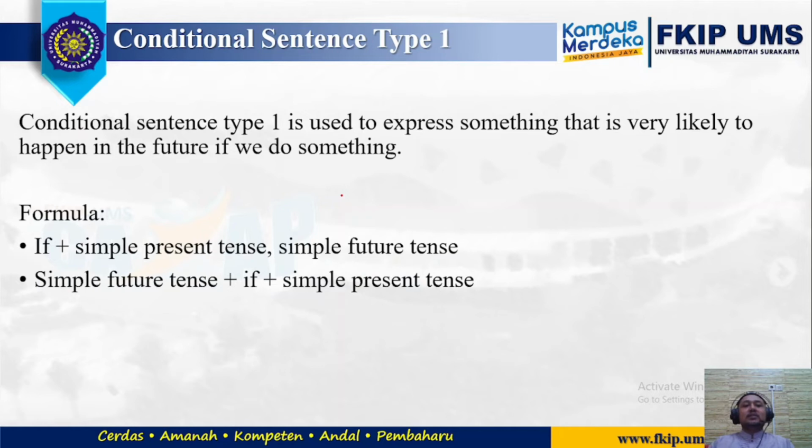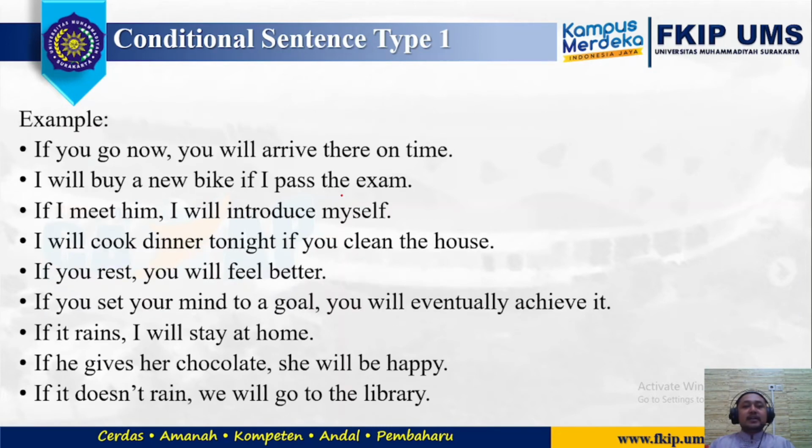And next one is conditional sentence type 1. Conditional sentence type 1 is used to express something that is very likely to happen in the future if we do something. This is the formula, you can see it by yourself. Now here's the example: if you go now, you will arrive there on time. Can you see that? We will use the future tense here.